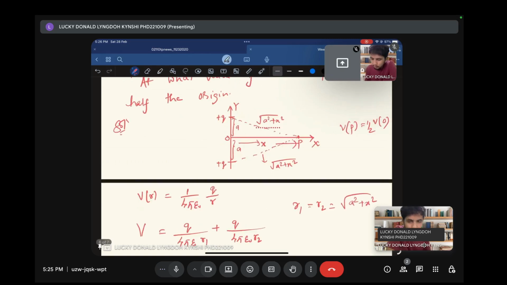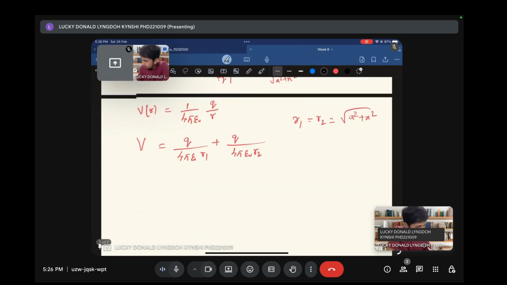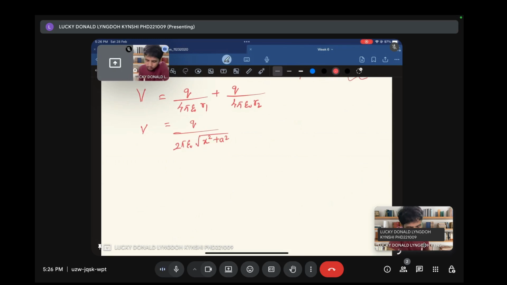Because if you look at it, plus q on the positive side and the negative side are the same distance, root over of a square plus x square, to the point P. Now if I want to write it out, you substitute r1 and r2, and you will have q divided by 2 pi epsilon naught root over of x square plus a square. So this is your potential at the point P, which is at the distance x from the origin according to this question. Now what is the potential at the origin?